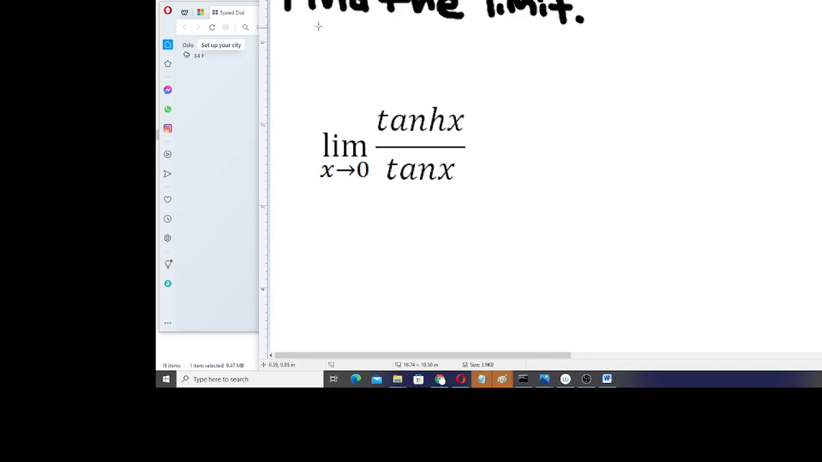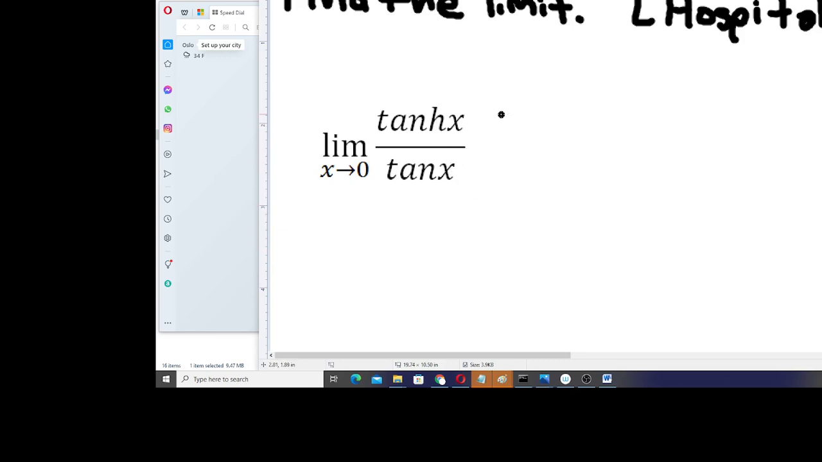Everybody, we have another find the limit problem. In this problem we're going to be applying this concept, L'Hopital's rule. So the limit as x goes to 0 of hyperbolic tangent over tangent.